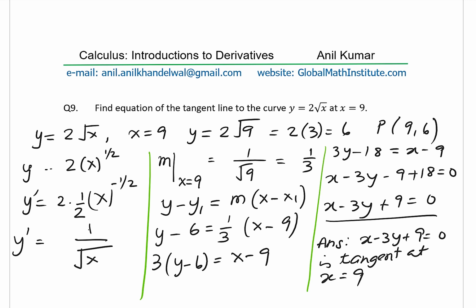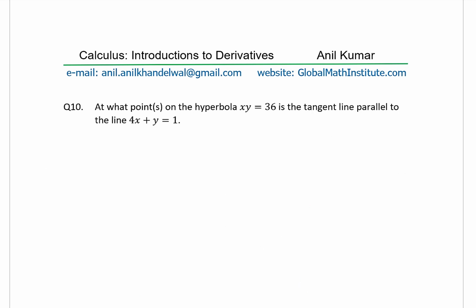And now let's take the last question, which is question number 10. At what points on the hyperbola xy equals 36 is the tangent line parallel to the line 4x plus y equals 1? So we're saying parallel to. What does that mean? So parallel to 4x plus y equals 1. Let's rearrange. We get y equals minus 4x plus 1. So the slope is equal to minus 4. Is that clear to you? That is what it means.